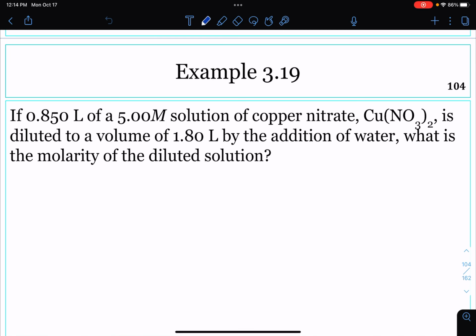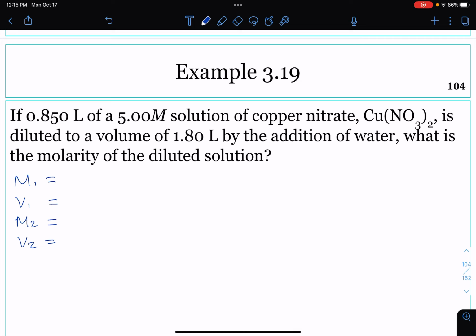Here's our first practice problem. If 0.85 liters of a 5 molarity solution of copper nitrate is diluted to a volume of 1.8 liters by the addition of water, what is the molarity of the diluted solution? So we have our equation that includes M1 and V1, M2, and V2. You can see we are given 3 values, 3 of these variables, and we can solve for the 4th one using some simple basic algebra.